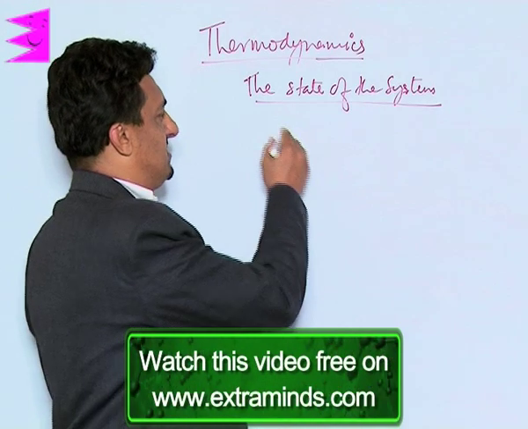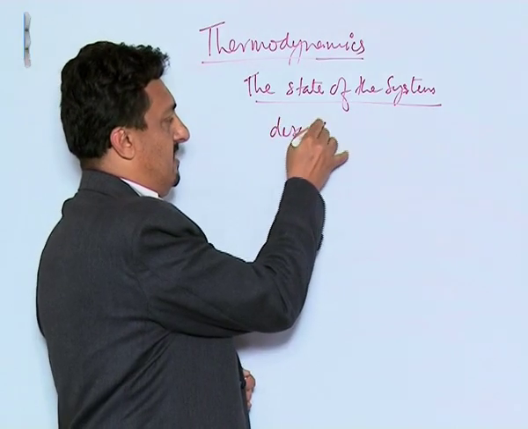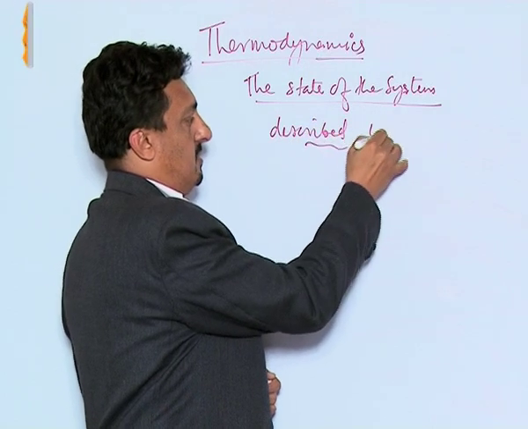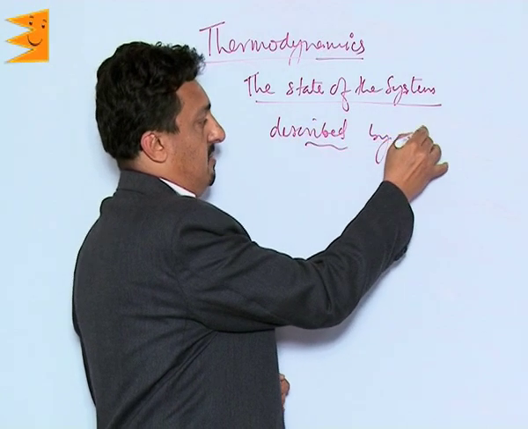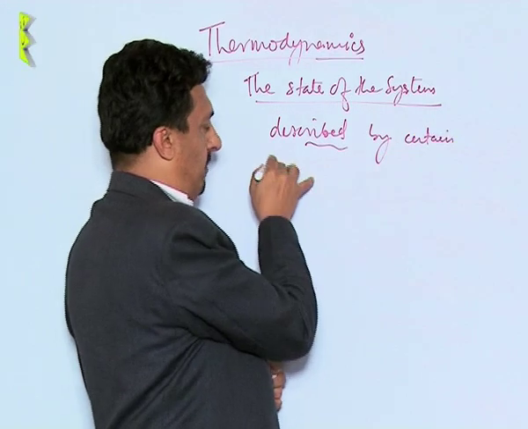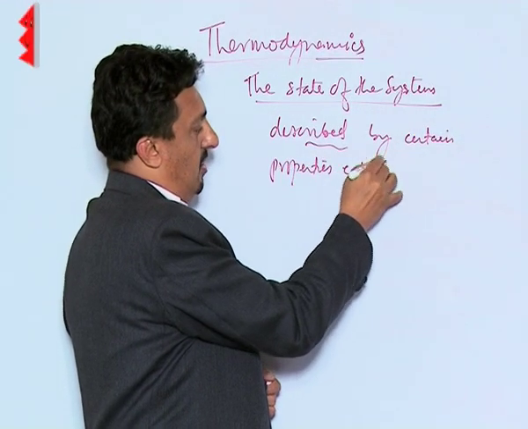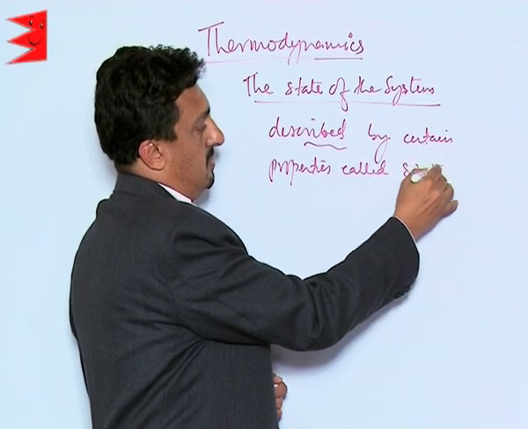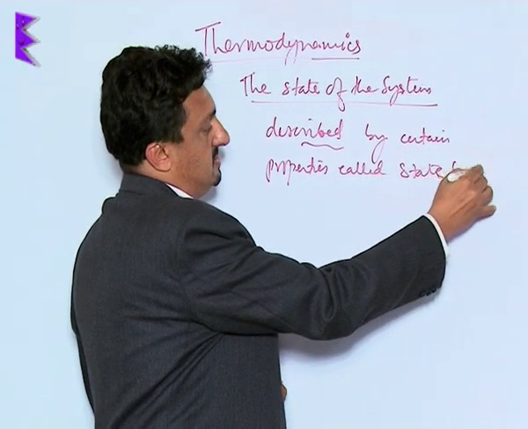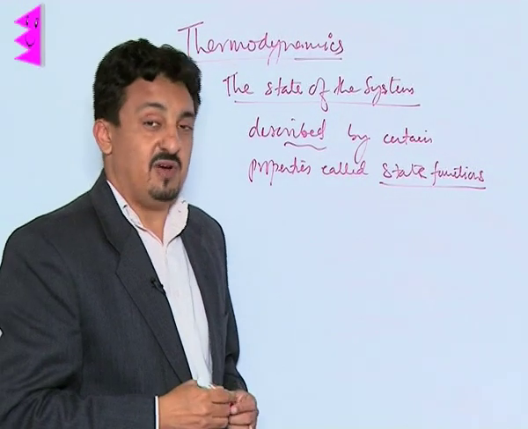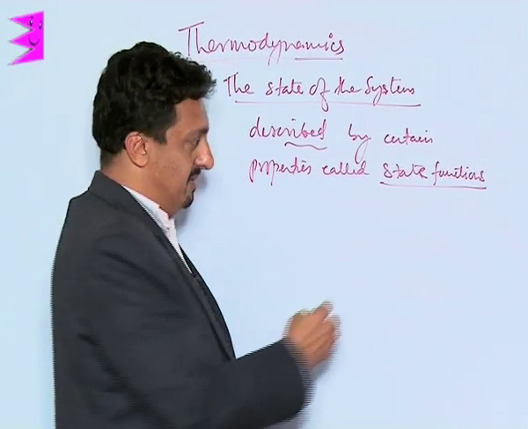The state of the substance is described with the help of certain properties which are called state functions, or state variables.